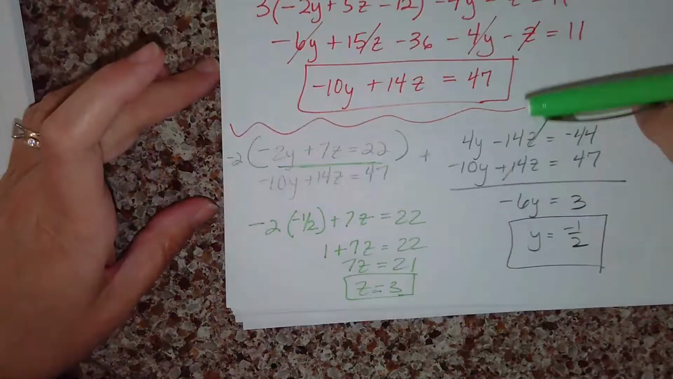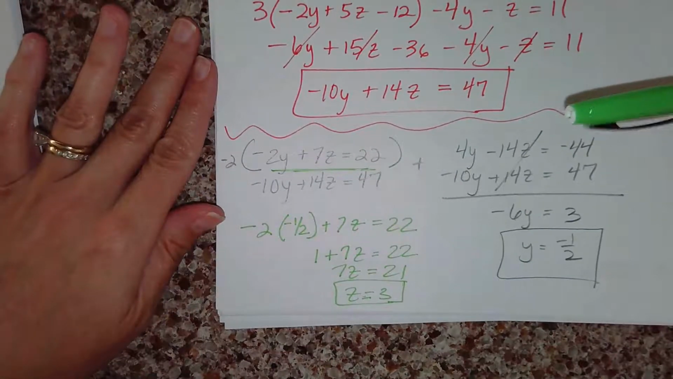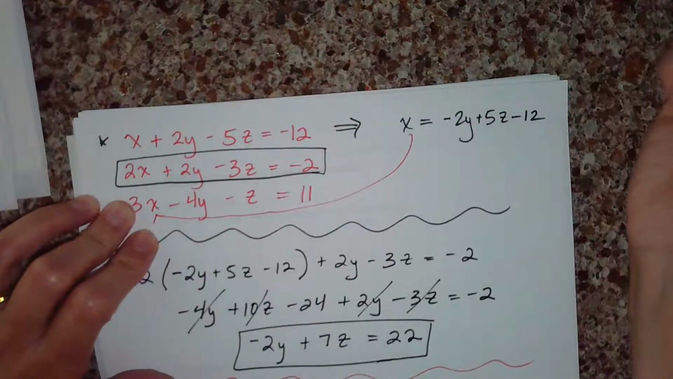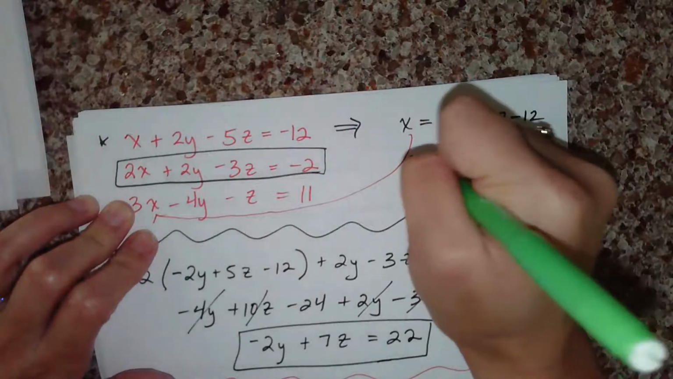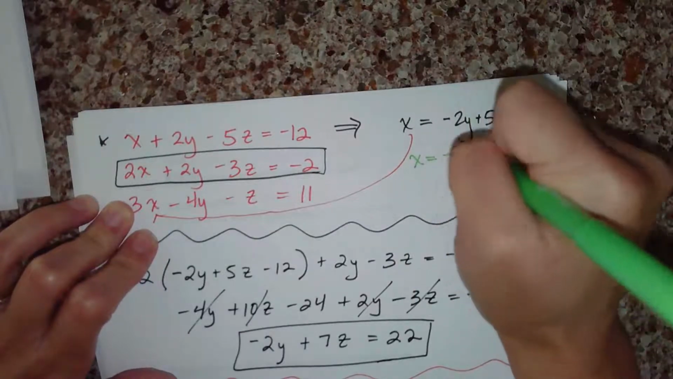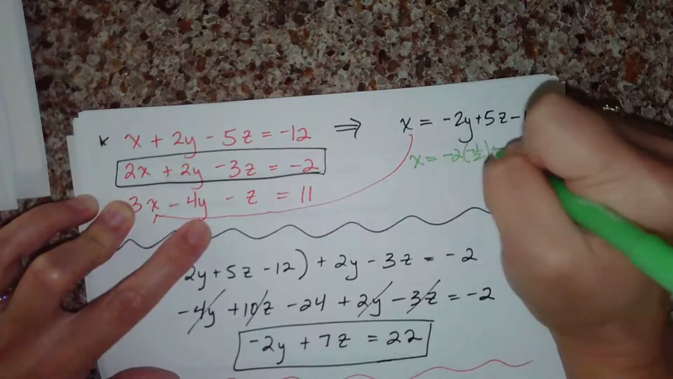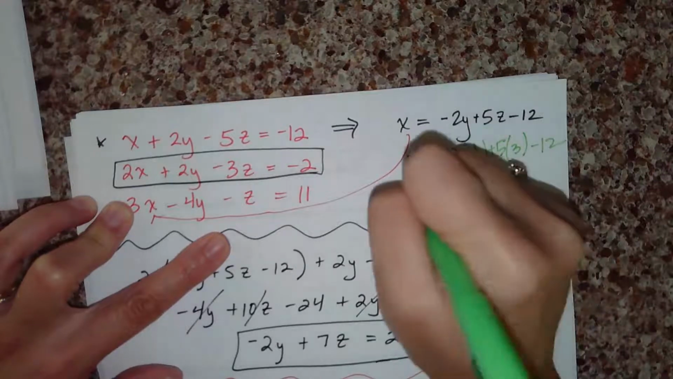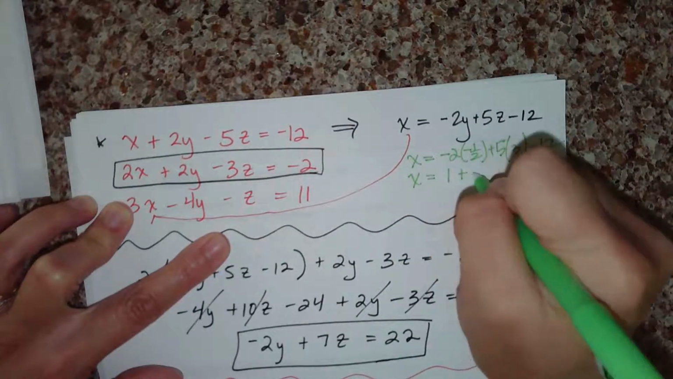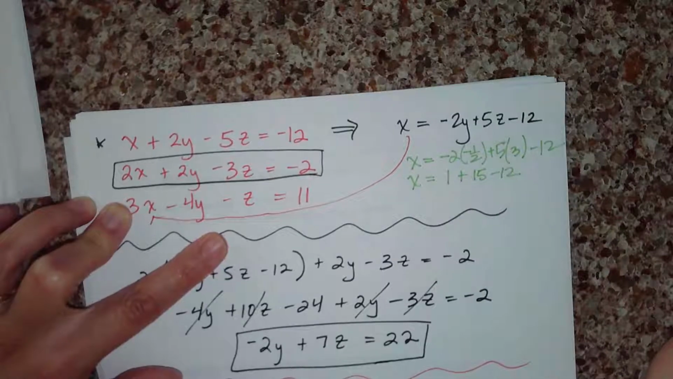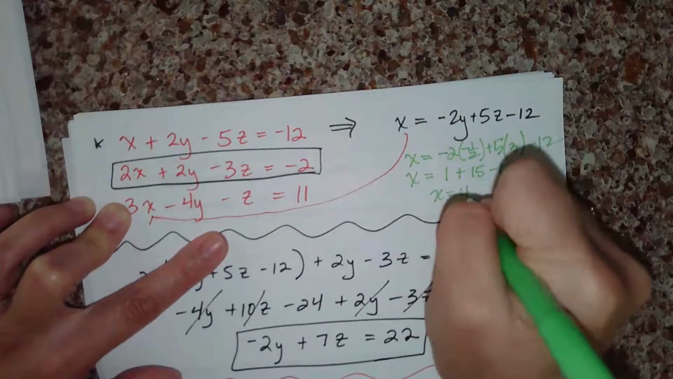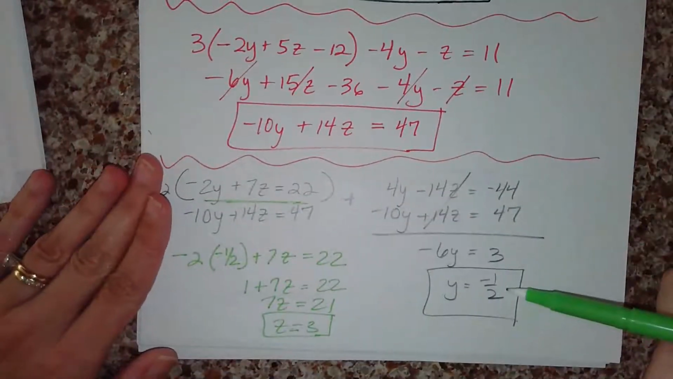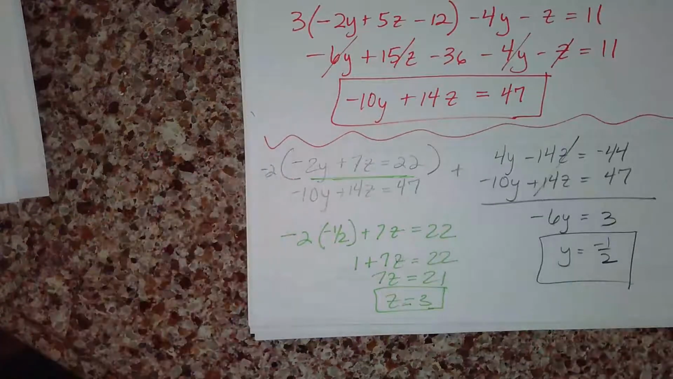Run out of room here a little bit, but I'm going to go back up all the way to the top, and now I'm going to solve for x. So I'm going to go back up to my original equations. I'm actually going to use this one because I figured it's already solved for x, and I'm just going to plug in the numbers that I know. So I know y is -1/2, so -2 times -1/2, and I know z is 3. So I'm going to plug all that in. That gives me 1 plus 15 minus 12. So that's 16 minus 12, which ends up with 4. So my x value ended up being 4, my y value was -1/2, and my z value was 3.